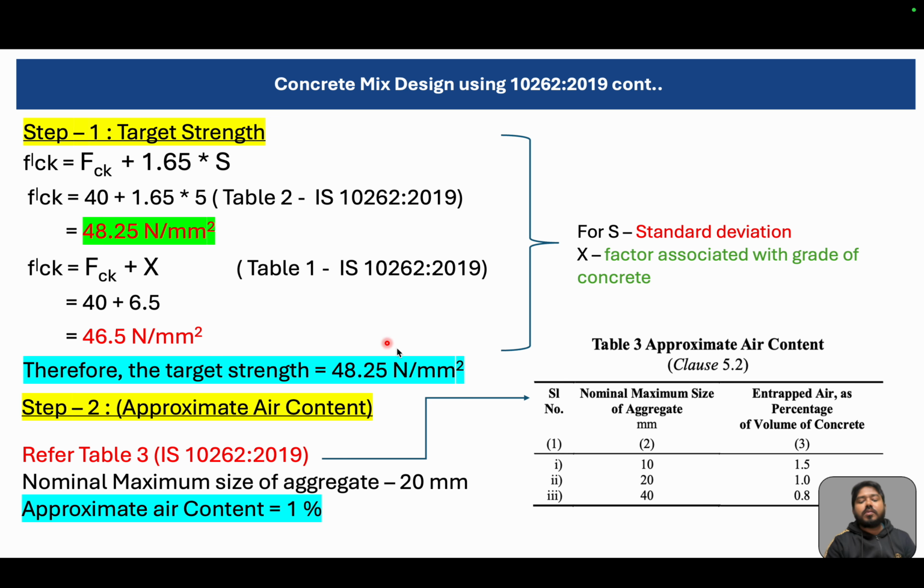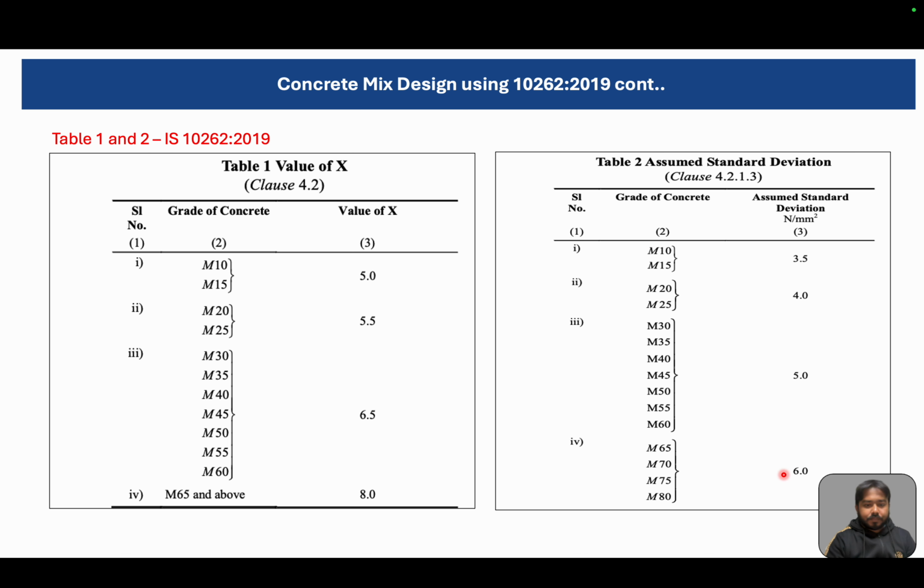Subsequently, in step 2, we need to calculate the approximate air content. For air content, you have to refer to Table 3. As in the question, the maximum size of aggregate is 20 mm, so the corresponding value you have to take for your air content.